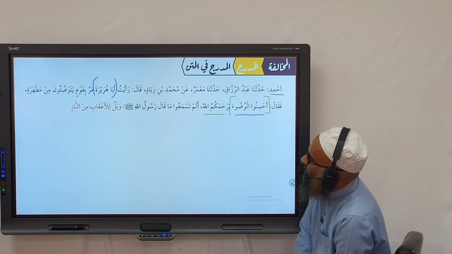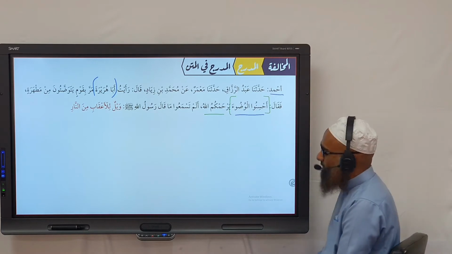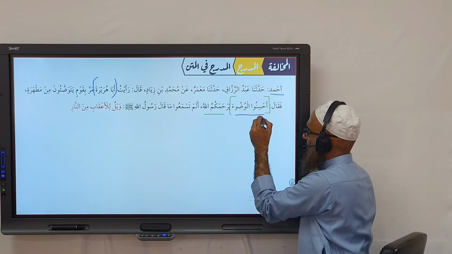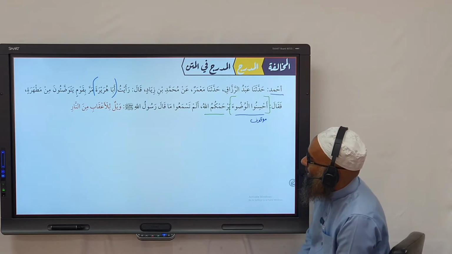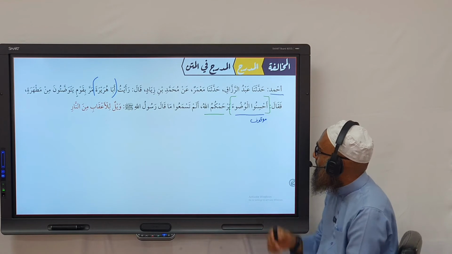Who's saying this? رأيت أبا هريرة مر بقوم يتوضؤون من مطر فقال أحسن الوضوء. What's this? So that's when we call what? That's mawquf, isn't it? His words, isn't it? And then he says that Rasulullah sallallahu alayhi wa sallam said, وَيْلٌ لِلْعَقَابِ مِنَ النَّارِ.